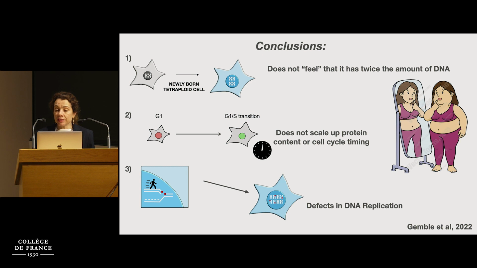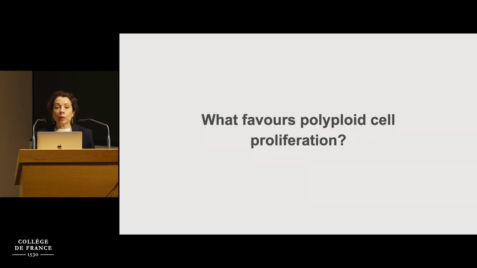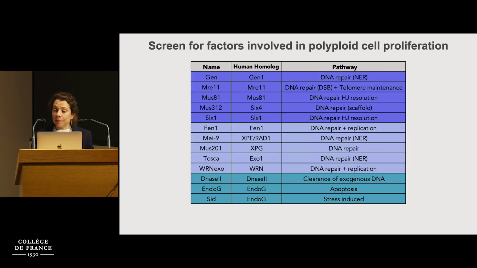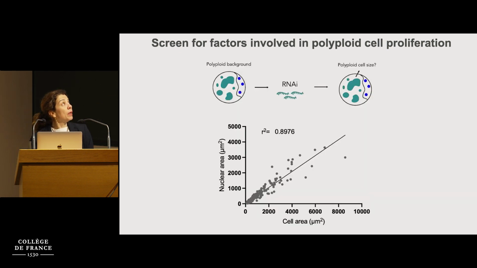Now, we wanted to understand if there are factors that one could identify that become essential for polyploid cell proliferation. And Manon Budzik, a PhD student in the lab, decided to do a screen for factors involved in polyploid proliferation. And so she screened using the fly system again, because it's quite cheap, where we can have these polyploid neuroblasts that are very large, where their cell area correlates quite well with nuclear area, and do an RNAi screen to identify factors that produce polyploid cells that can no longer proliferate and so should be much smaller.